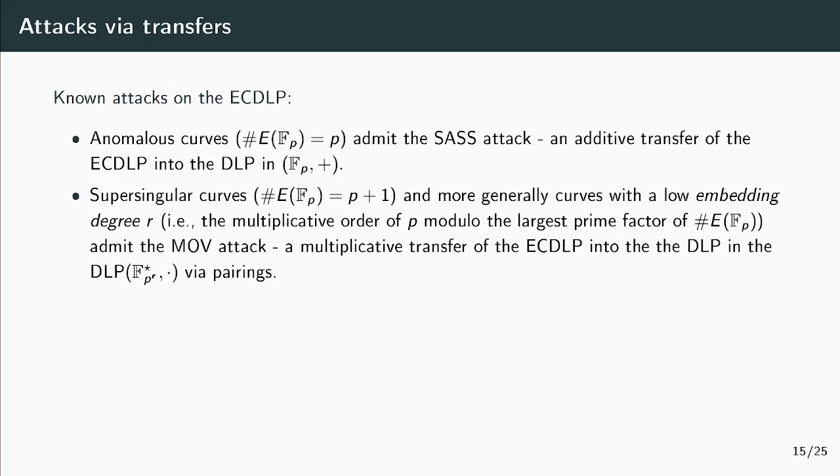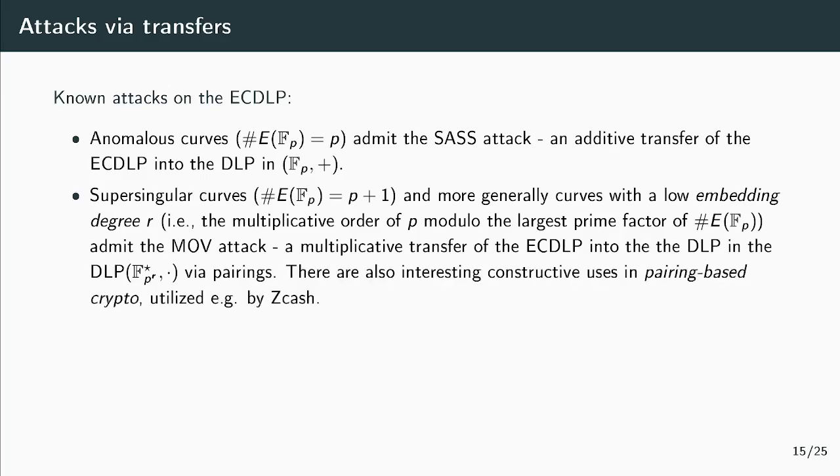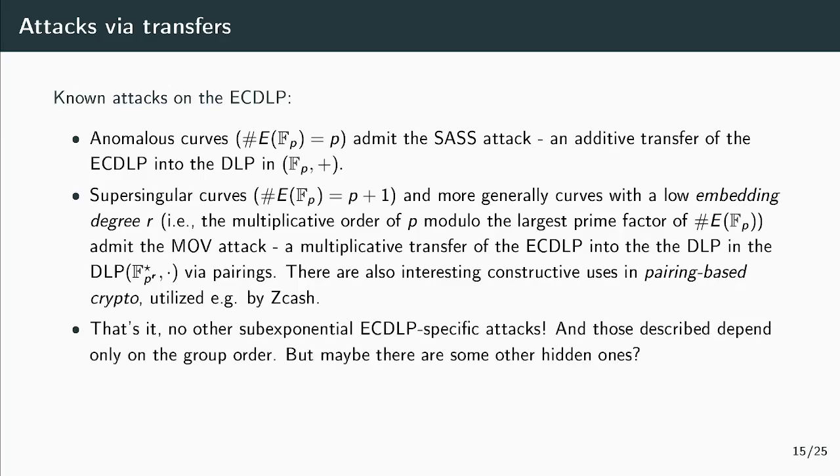When the embedding degree is low, the curve is vulnerable to the MOV attack that uses pairing for the DLP instance reduction. Pairings are special maps that take two elliptic curve points as an input and output some root of unity. They are also used constructively in pairing-based crypto, which allows nice features, for example in the Zcash cryptocurrency. By the way, supersingular curves can also be used constructively in isogeny-based crypto. More on that later.